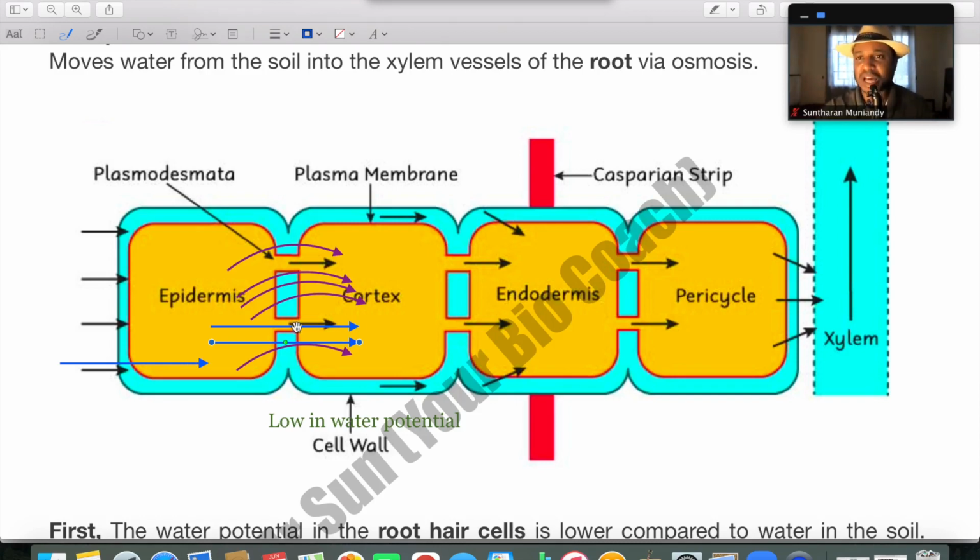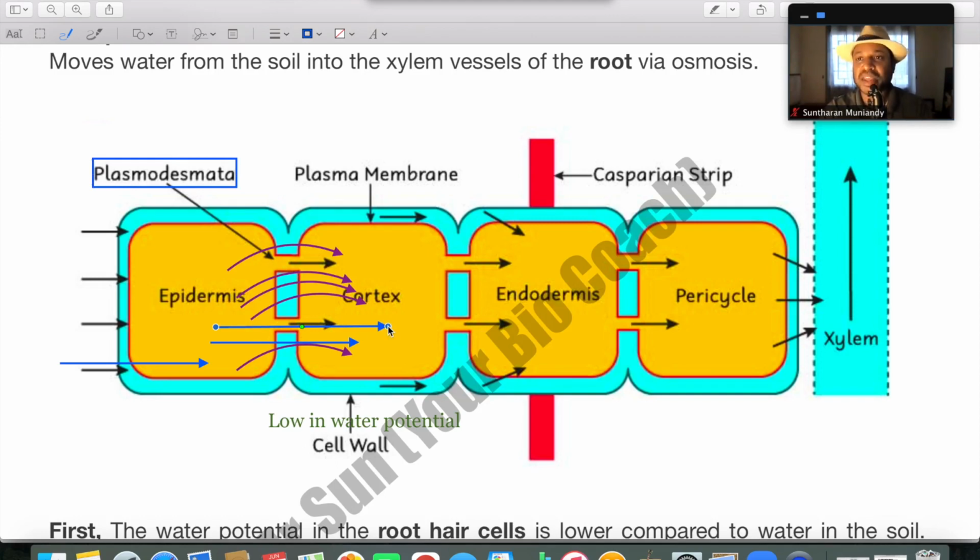The first pathway is known as the Symplast pathway. In the Symplast pathway, water diffuses from one tissue to another through the cytoplasm. From the cytoplasm of one cell, it goes to the cytoplasm of another cell, and they will use the structure known as the Plasmodesmata.